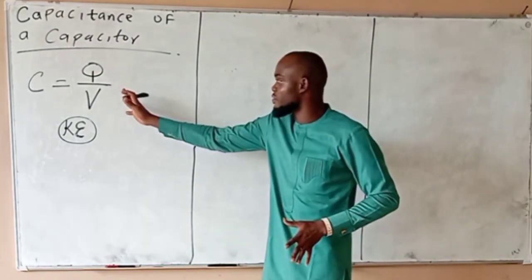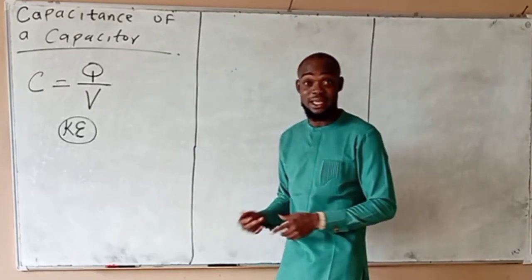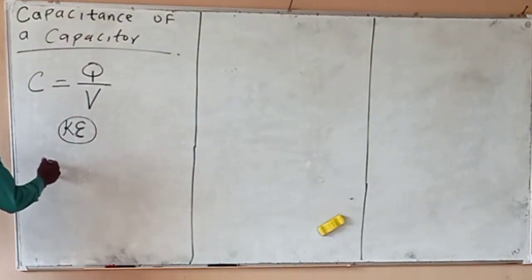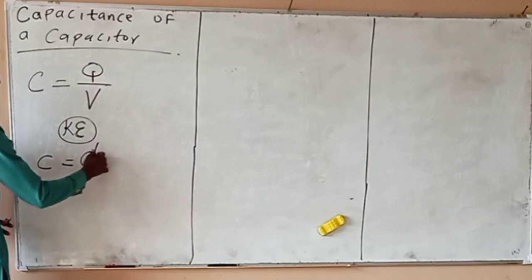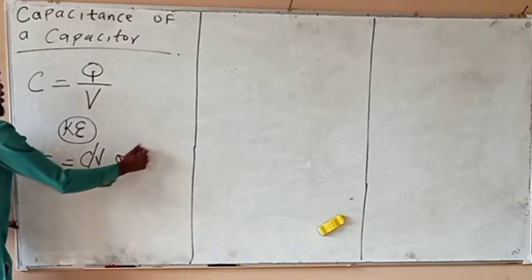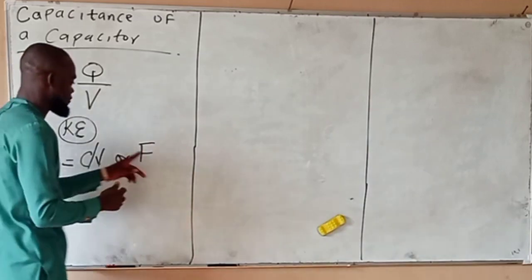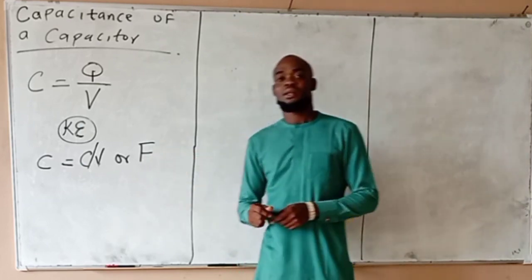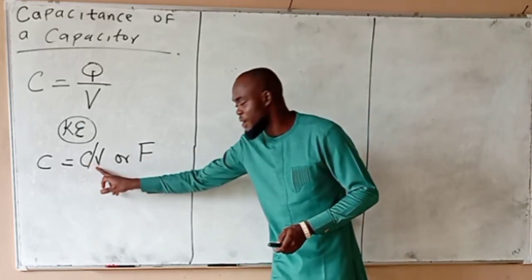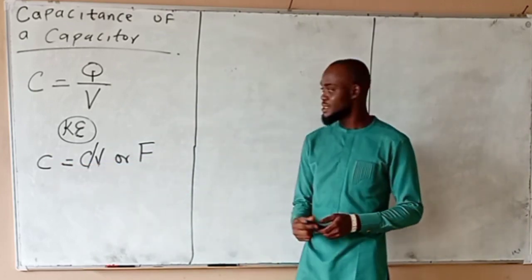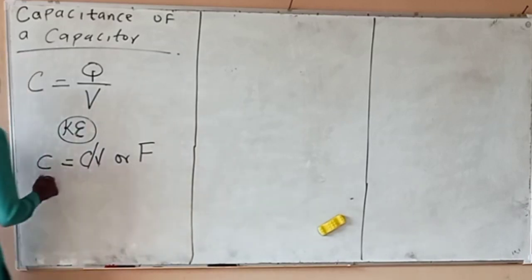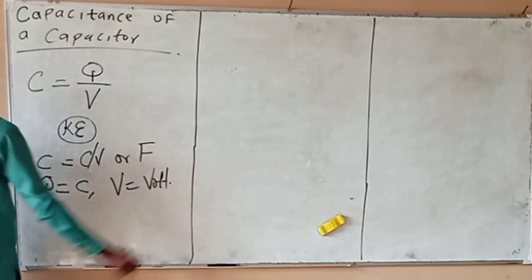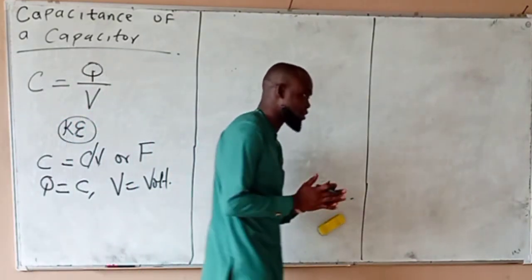Okay, let us solve a very simple question. Take note of this. The SI unit of capacitance is either coulomb per volt, or farad, abbreviated F. Remember, the unit of charge is coulomb, and the unit of potential difference or voltage is volt. Take note of that. It's very important.